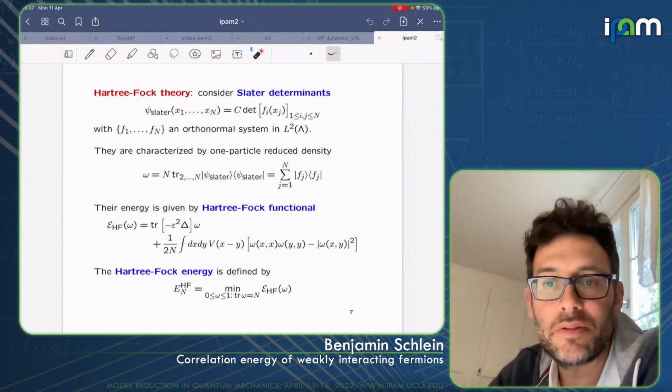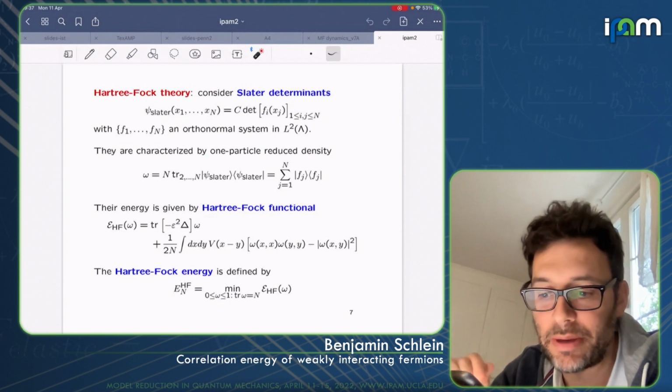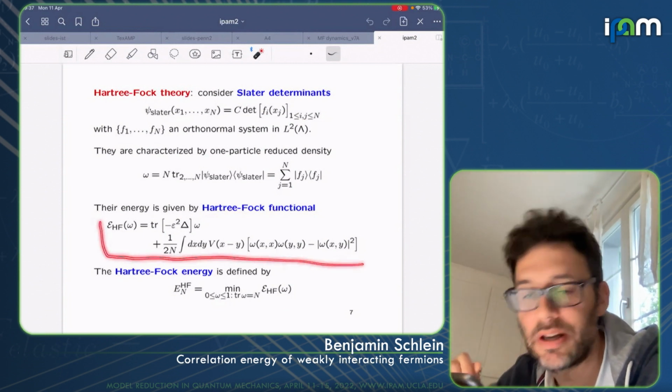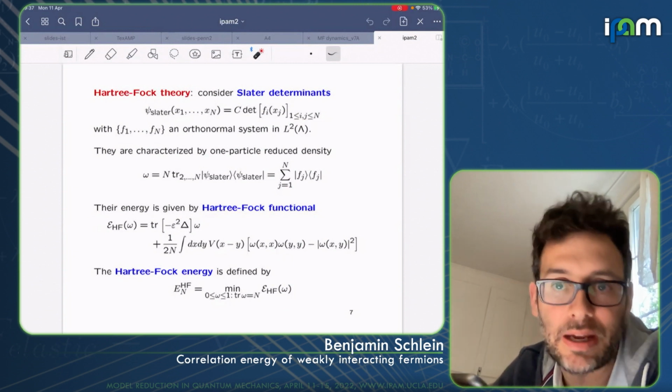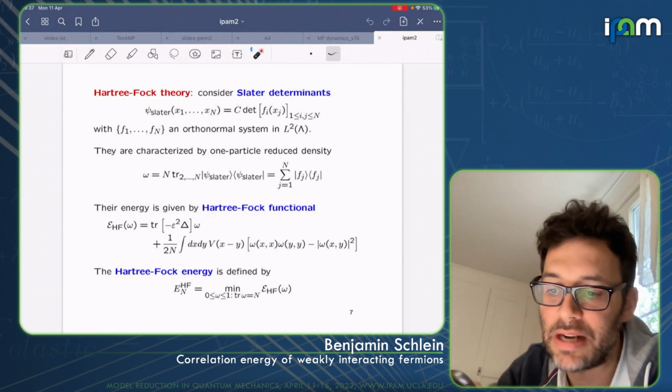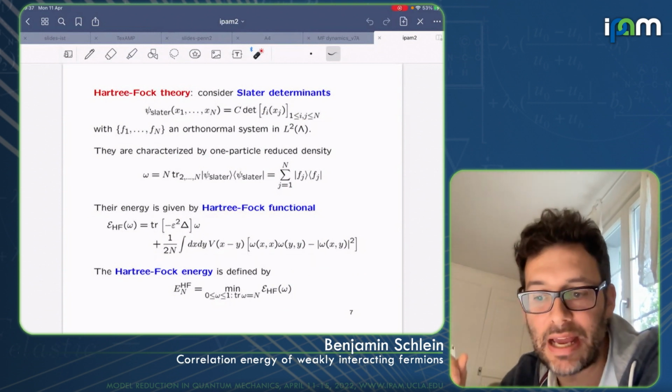In particular, the energy of the Slater determinant can be expressed as a function of omega. And this is what happens here. And you give a name to the expression as a function of omega. It's the Hartree-Fock energy function, right? You recognize here this is the kinetic energy, this is the potential energy.